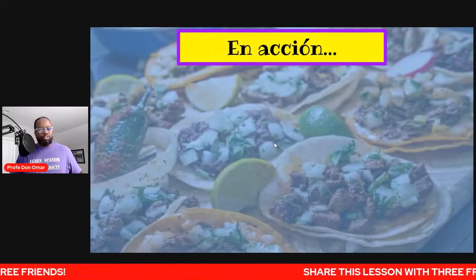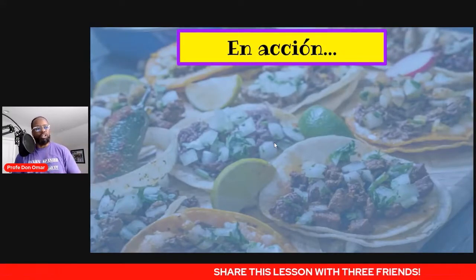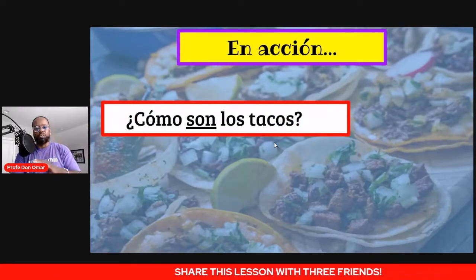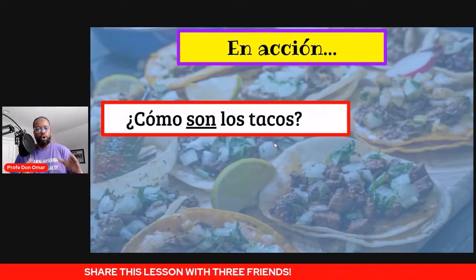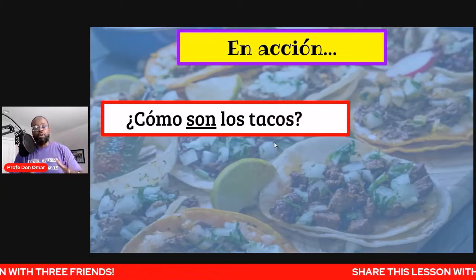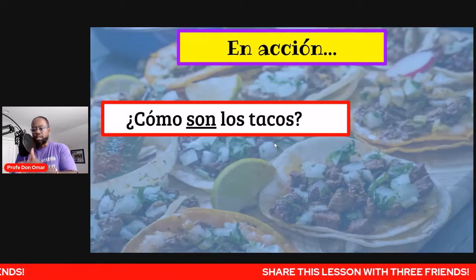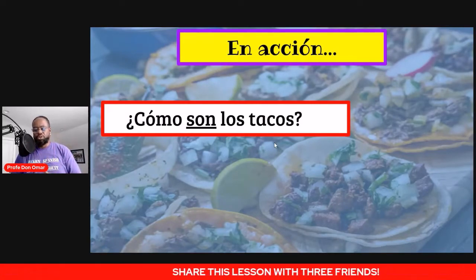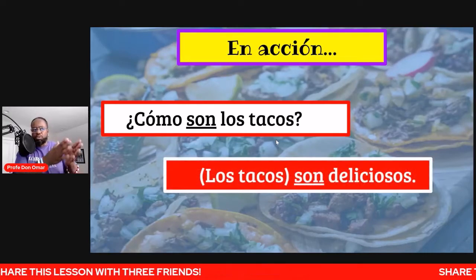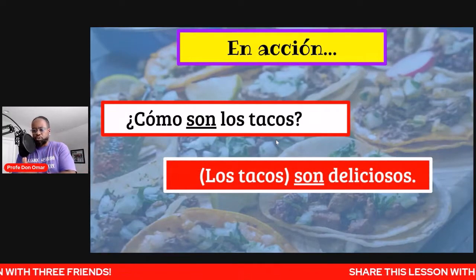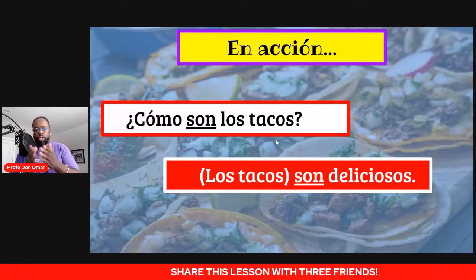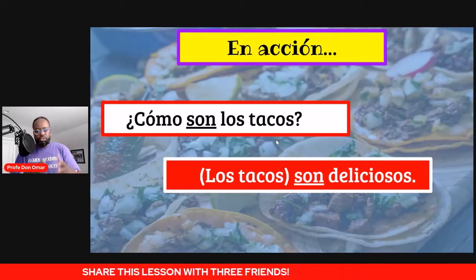You know how I do. I like to talk about food. It's not Taco Tuesday, but we are going to talk about these real quick. We're talking about tacos in a general situation. ¿Cómo son los tacos? In other words, what are tacos like? Describe them. Y una respuesta podemos usar, los tacos son deliciosos. They are delicious, okay? So this is in real time.